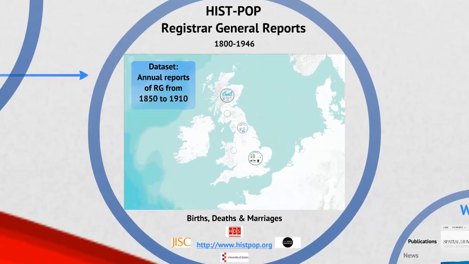But what I want to do next is also to show you one of the examples that we have been working on so far. And this example contains basically a corpus that is called HisPop, or the HisPop material. And these are basically the Registrar General reports and census data from the 1800s to 1946. And this is quite an important data set because it contains all the births, deaths, and marriages that happened in the UK during that particular period.